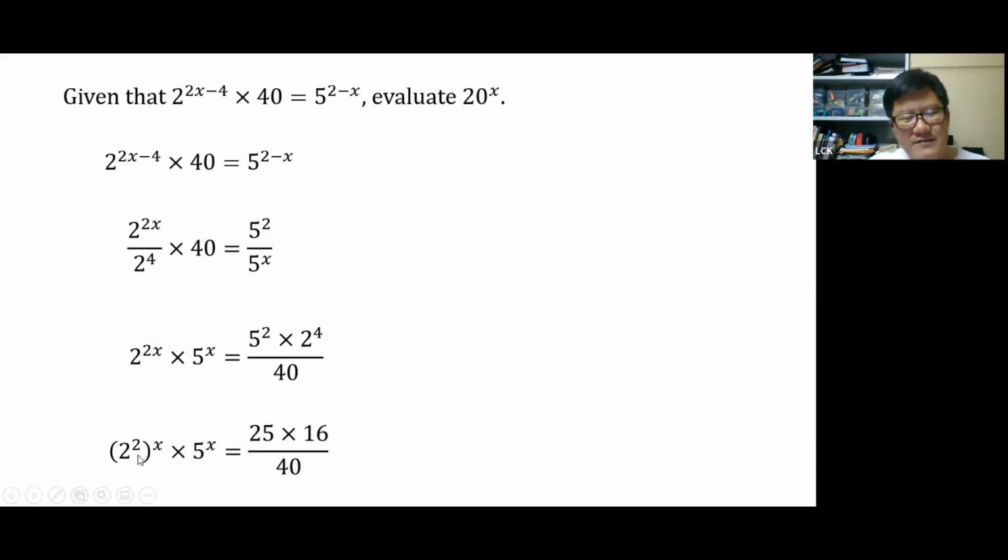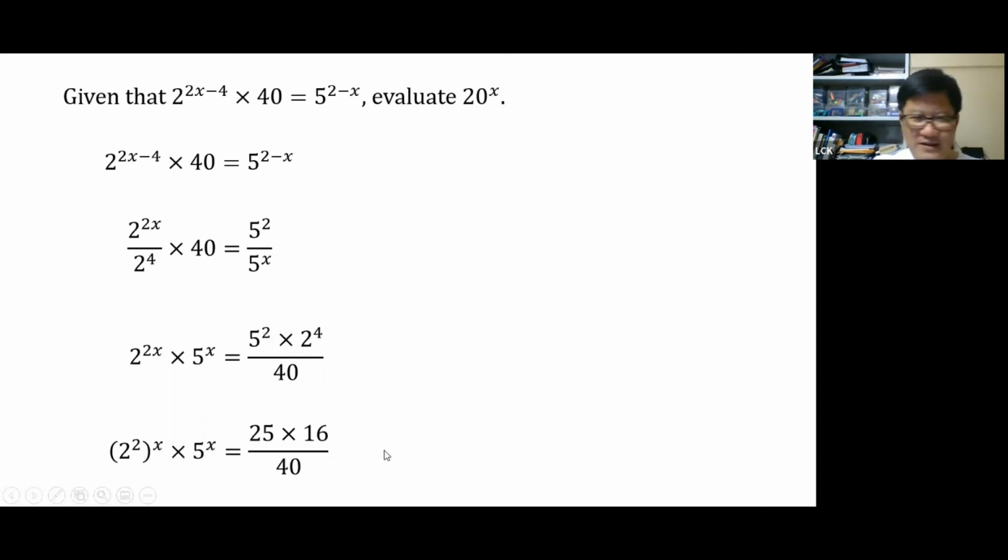At every step, ask, why do you do this? You're doing this because you want to reach this, 20 to the power of x. There's no 2x there. There's no half x. There's no 3x. There's just x. So we've got to leave just x there. And what I've done here is 5 to the power of 2 is 25. 2 to the power of 4 is 16.